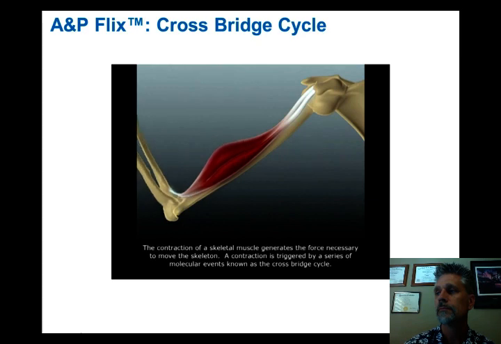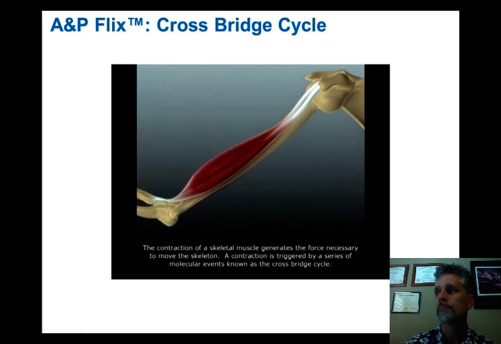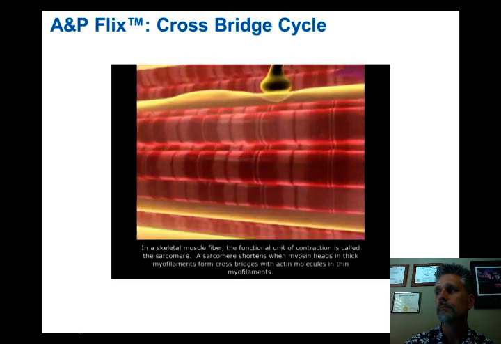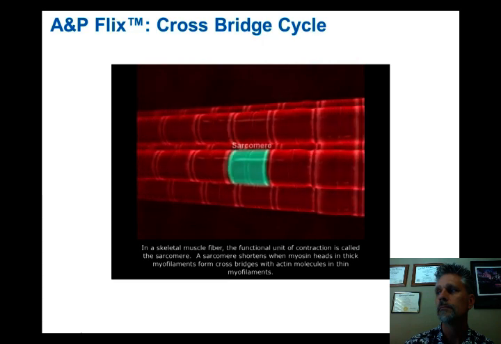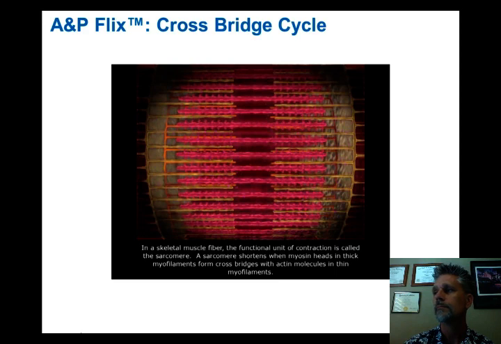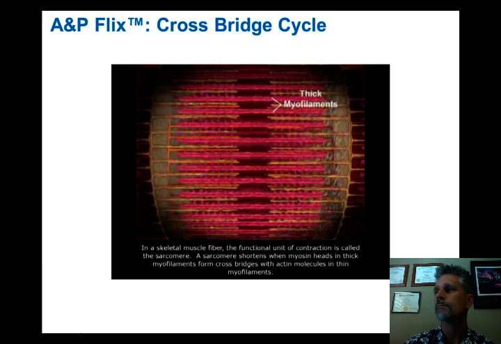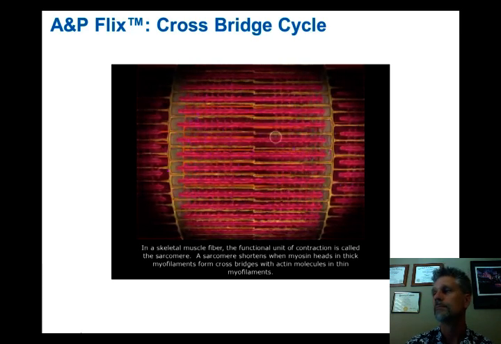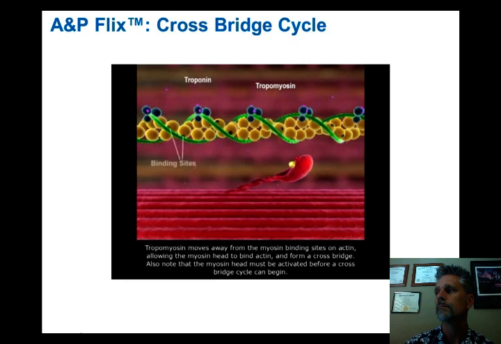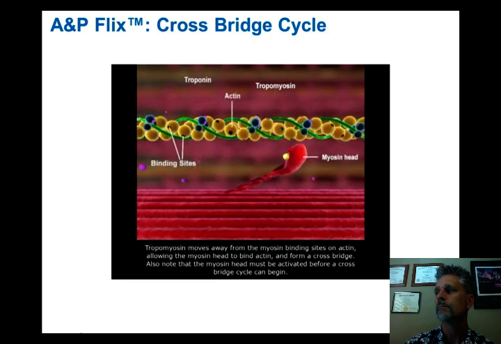The contraction of a skeletal muscle generates the force necessary to move the skeleton. A contraction is triggered by a series of molecular events known as the cross-bridge cycle. In a skeletal muscle fiber, the functional unit of contraction is called the sarcomere. A sarcomere shortens when myosin heads in thick myofilaments form cross bridges with actin molecules in thin myofilaments. See, it looks like a tug of war, doesn't it? The formation of a cross bridge is initiated when calcium ions, released from the sarcoplasmic reticulum, bind to troponin. This binding causes troponin to change shape. Tropomyosin moves away from the myosin-binding sites on actin, allowing the myosin head to bind actin and form a cross bridge.